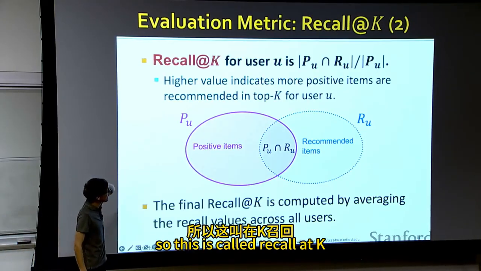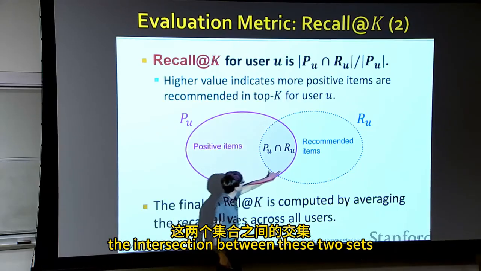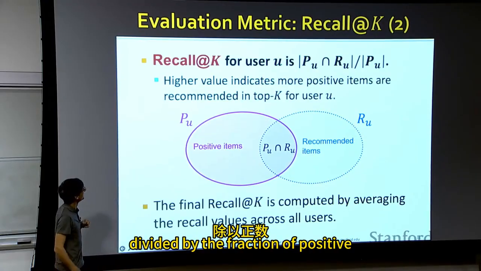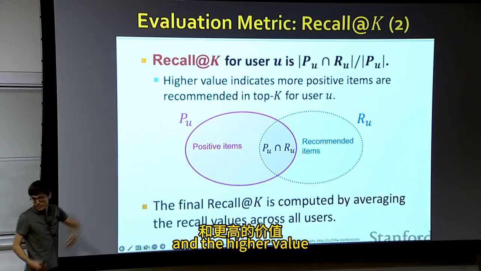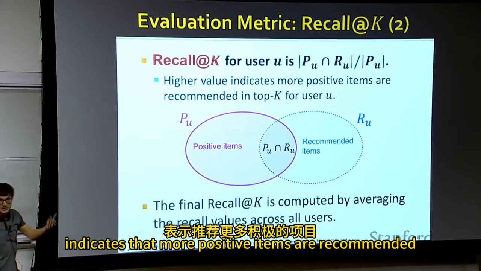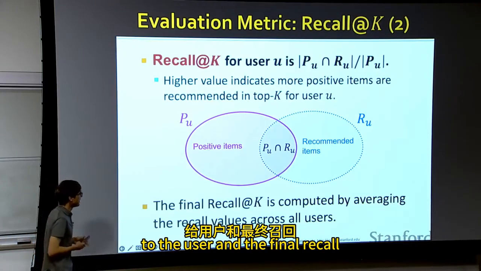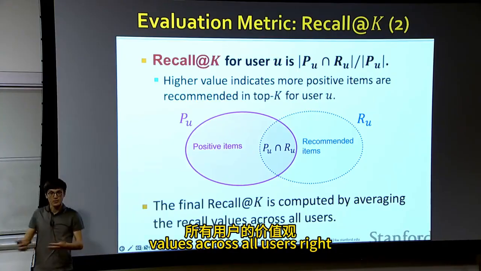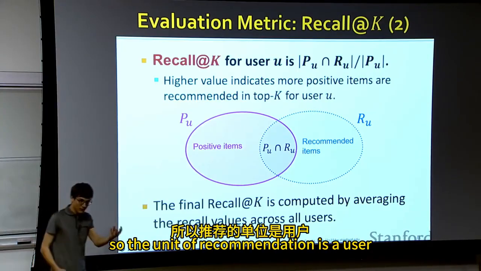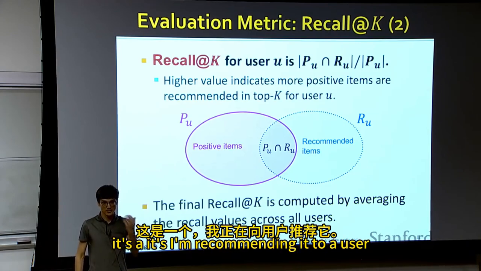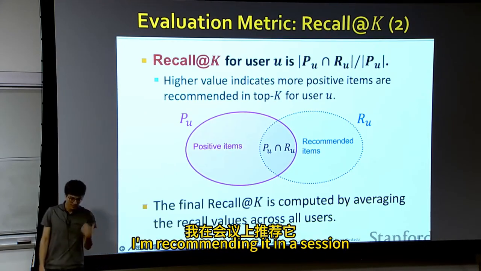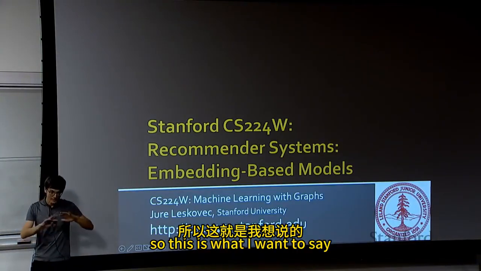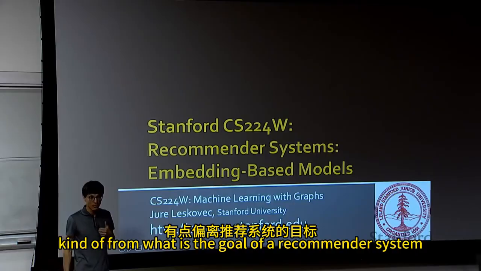So this is called recall at k, and it's simply the intersection between these two sets divided by the number of positive items. And a higher value indicates that more positive items are recommended to the user. And the final recall is computed by averaging the recall values across all users, right? So the unit of recommendation is a user. I'm recommending it to a user, in a session, okay? So this is what I want to say about the goal of a recommender system.